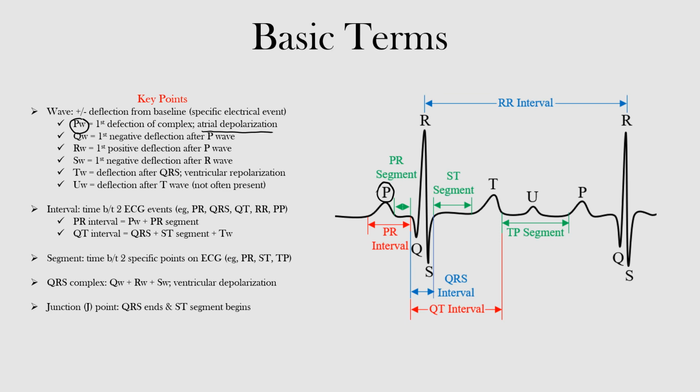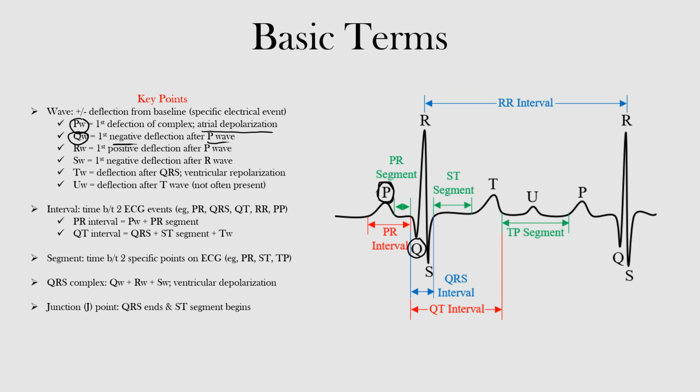Then we have the Q wave. We'll see that these next three waves make up our QRS complex that we'll discuss in a little bit. Now the Q wave is the first negative deflection after the P wave. So we said this is our P wave, and the first negative deflection after it is this Q wave here. So that's the Q wave.